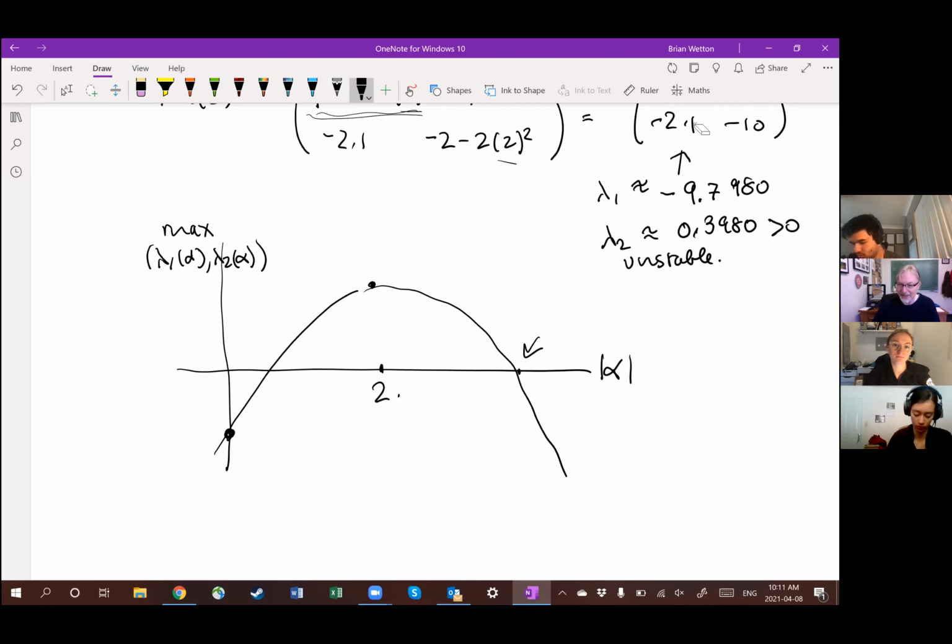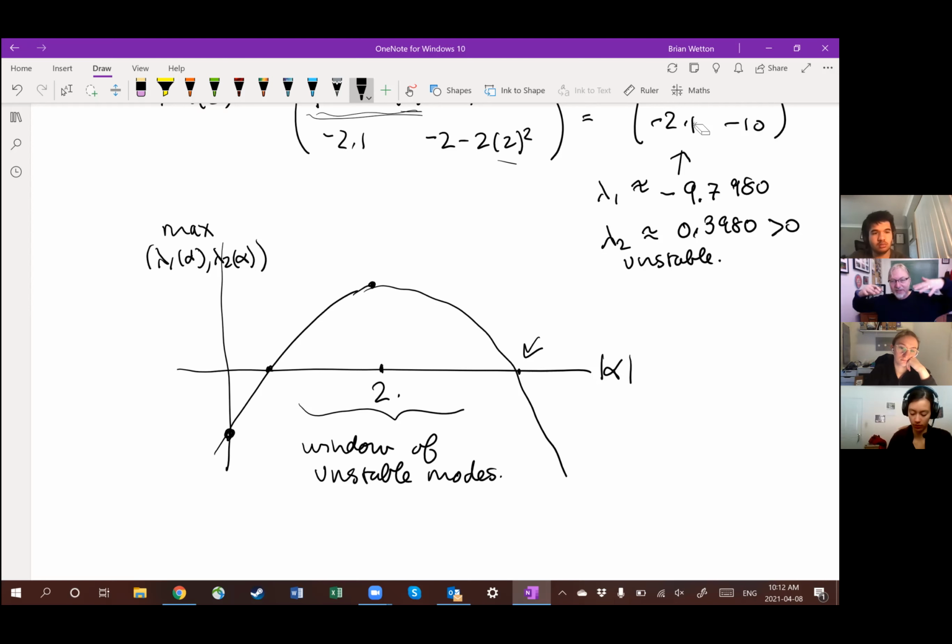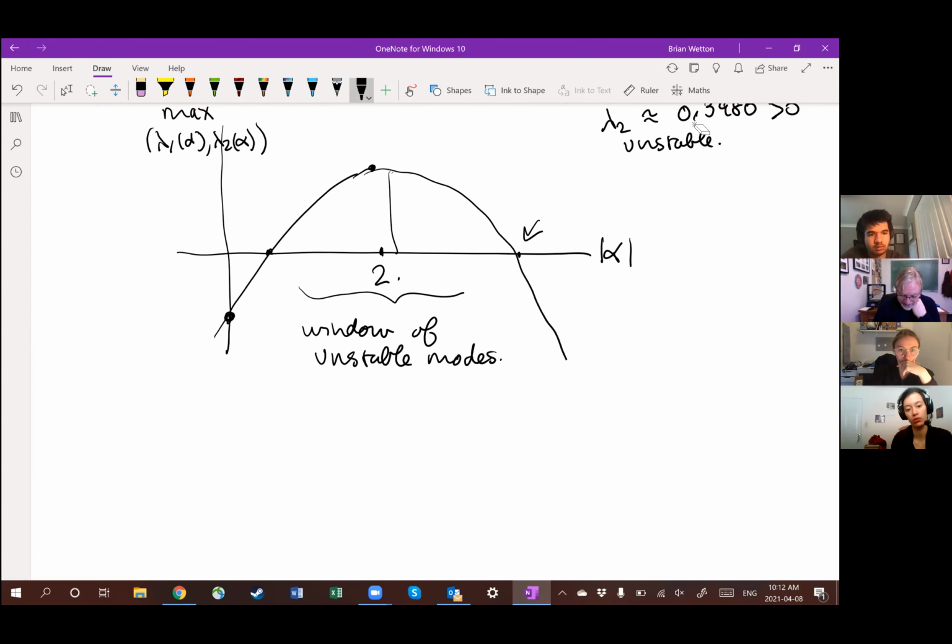You can work out what this maximum alpha is if you care, right? It's when the determinant is 0. You can work out the alpha for when the determinant is 0, and that'll be this case as well. So if you think about this, this is a window of unstable modes. Right? So you don't get instability just uniformly. It's not uniformly growing exponentially. There is a maximum, a maximum growth rate. That's the one that's growing exponentially the fastest.